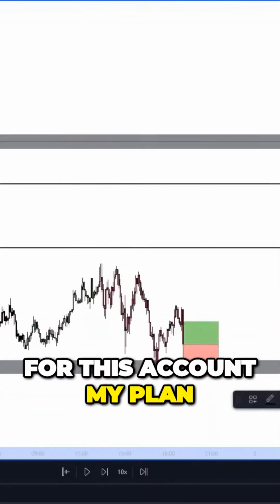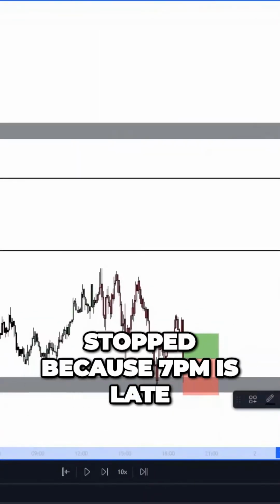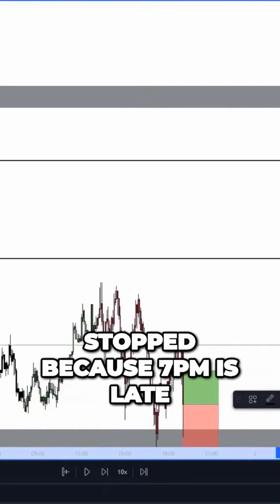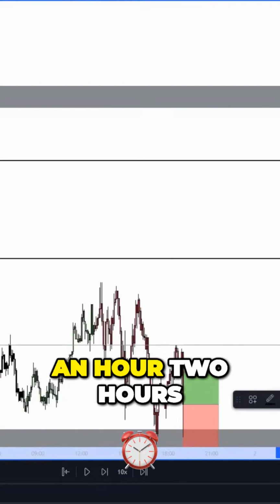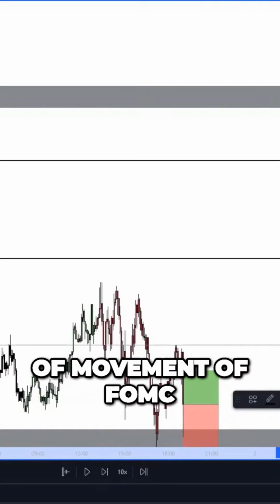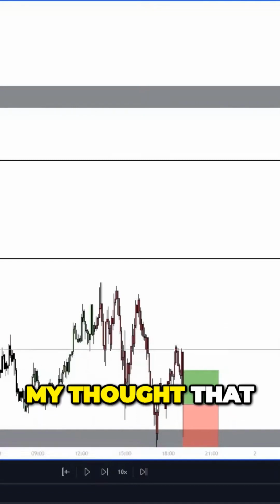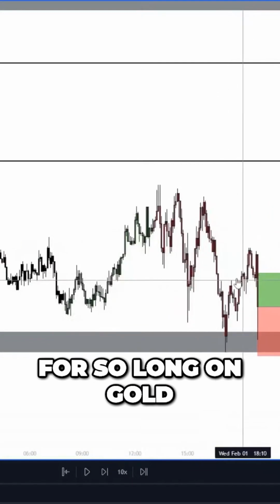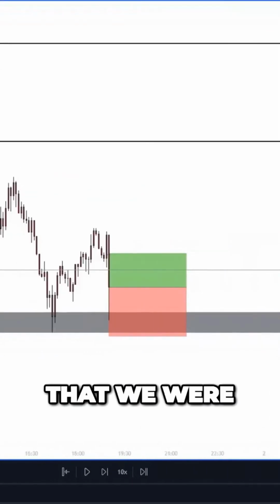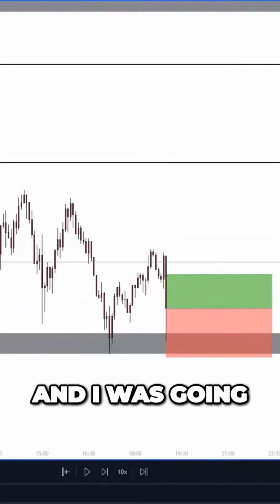But for this account, my plan was just to hold it until the movement stopped, because 7 p.m. is late in the day. There'll only really be about an hour, 2 hours of movement of FOMC. And I was just looking to catch that entire thing. And it was my thought that we've been ranging for so long on gold on the higher time frames that we were going to get a huge move, and I was going to catch that.